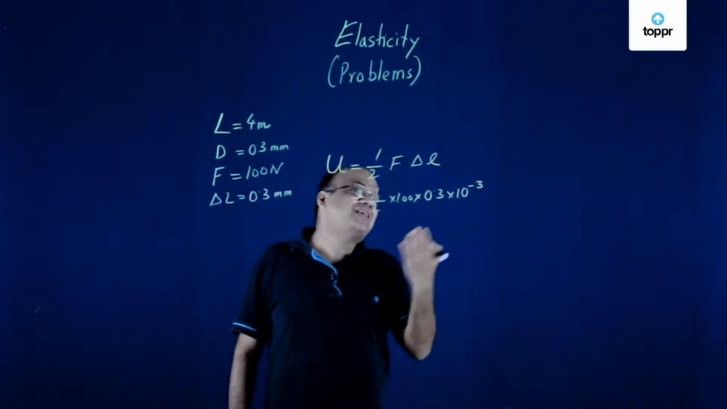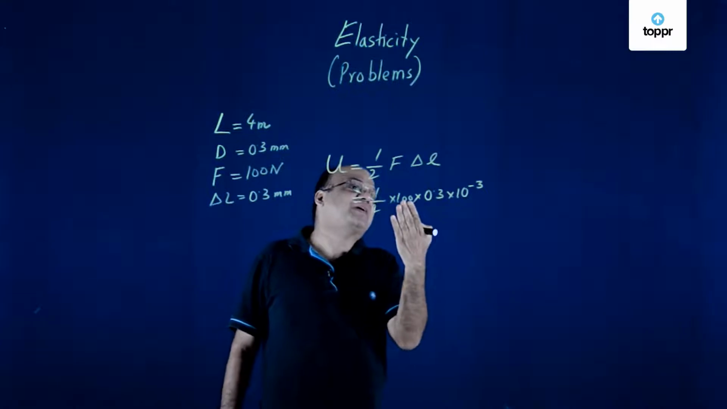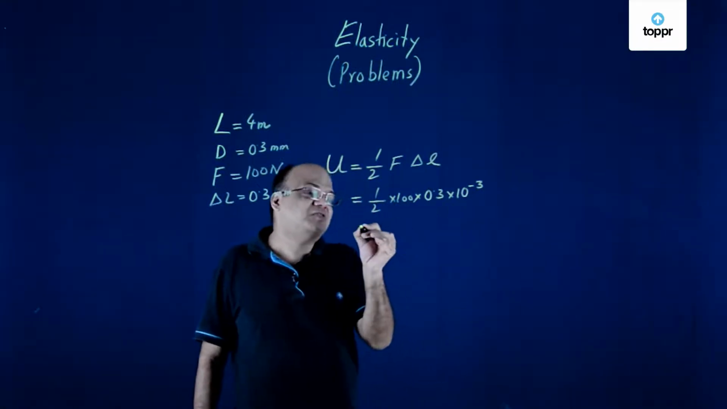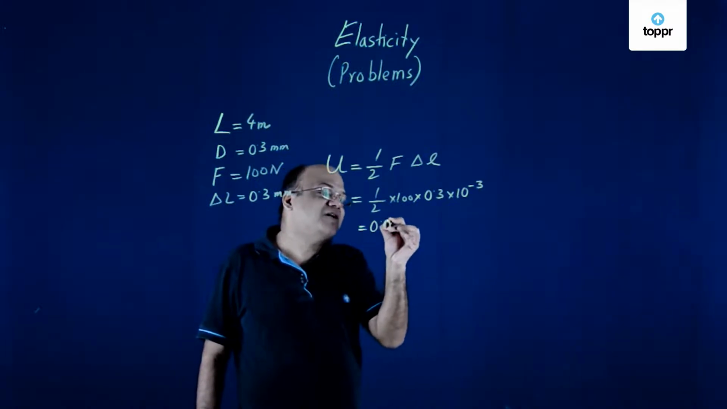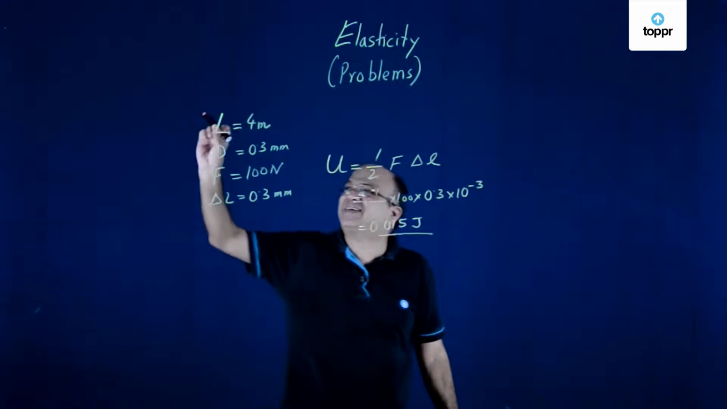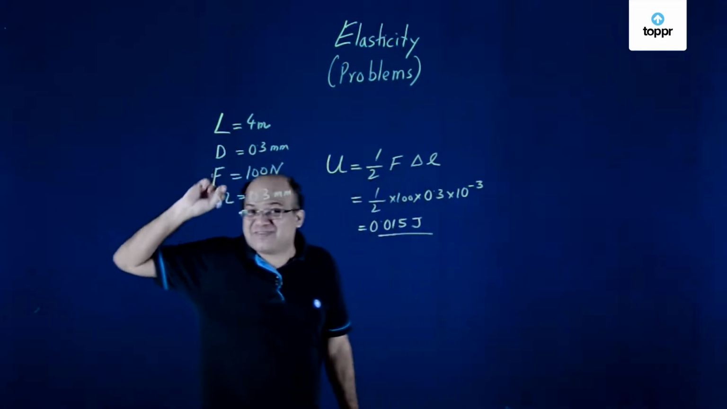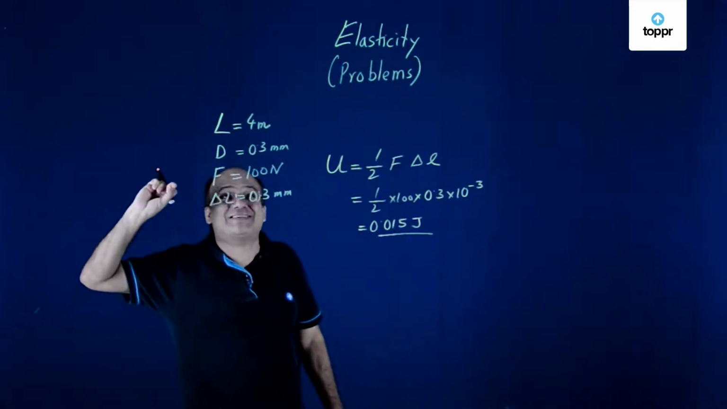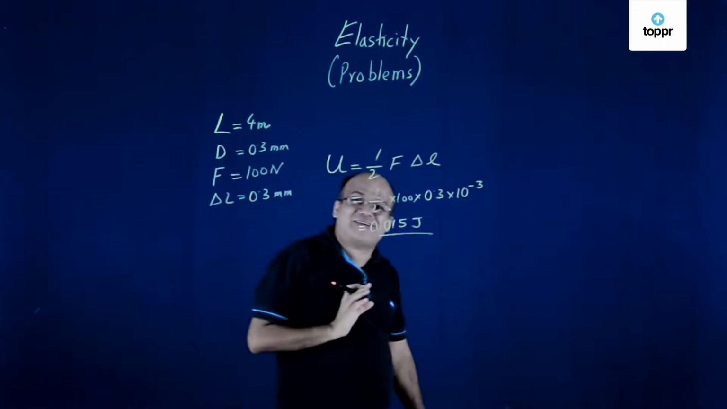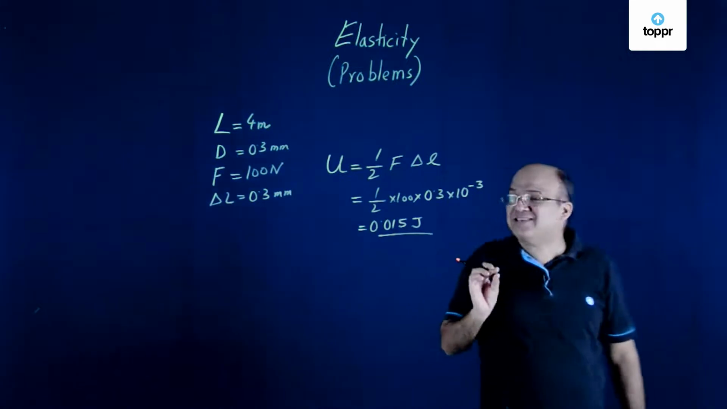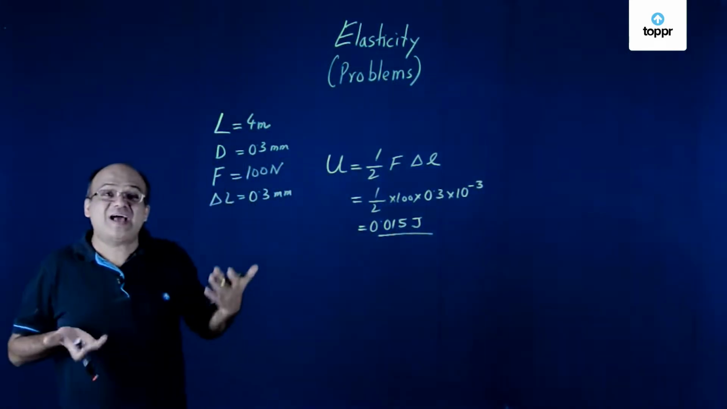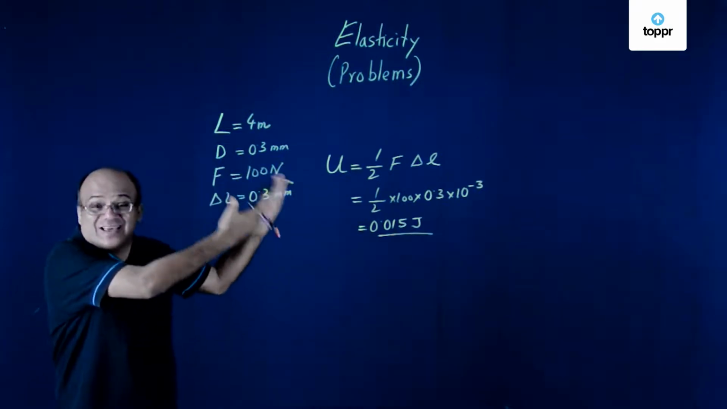So now this is very easy. This will become 10 to the power minus 1, 0.03. 0.03 by 2 will give us 0.015 joules. Right? All this data was not required. Length of the wire was given as 4 meters, the diameter was 0.3 mm, the force applied was 100 newtons, and the change in length was 0.3 mm. So potential energy stored is simply half F delta L.